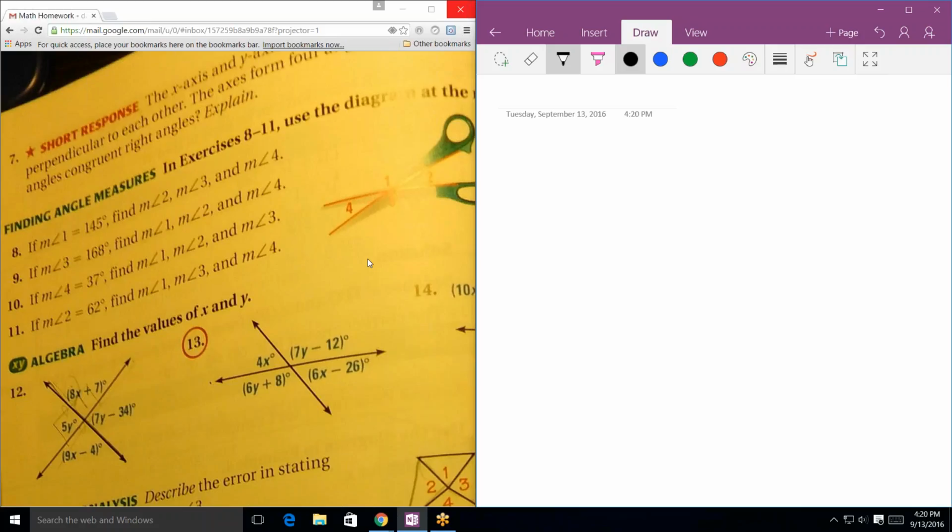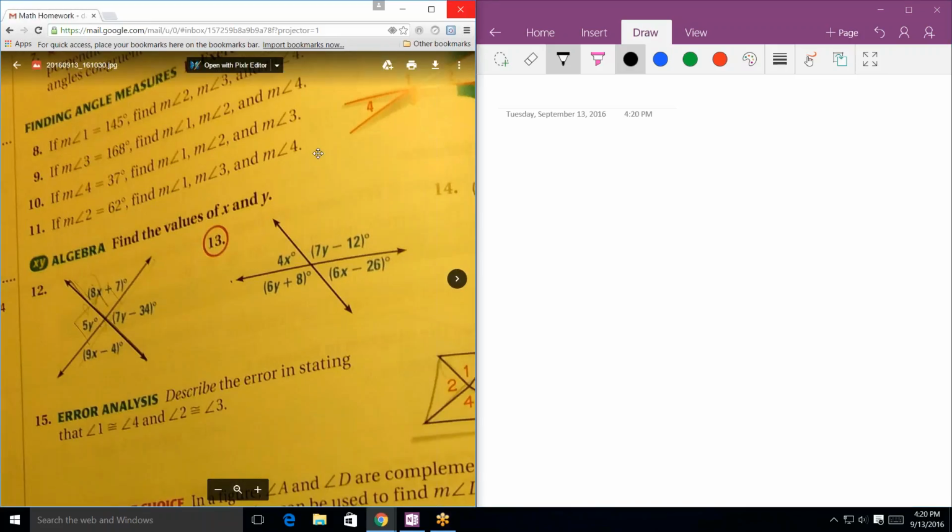Okay, how about number 11? The measure of angle 2 would equal 62 degrees. The measure of angle 4 is 62. The measure of angle 3 is 118 degrees. The measure of angle 1 is 118 degrees. Okay, cool. Let's go forth.